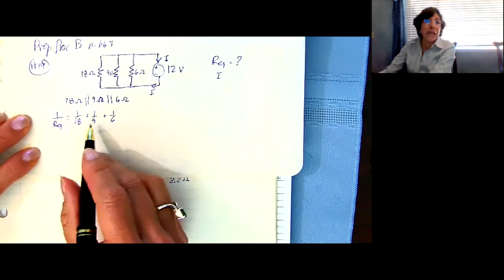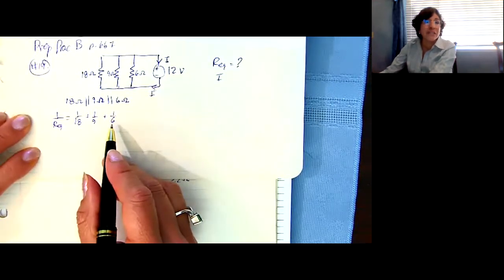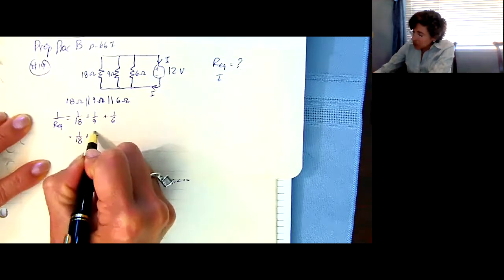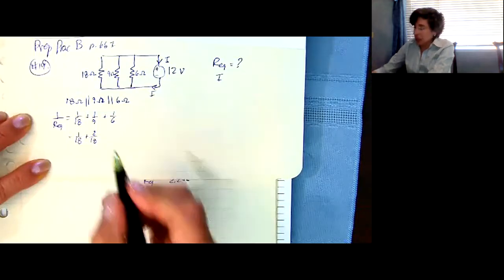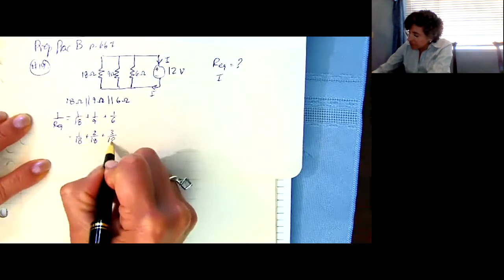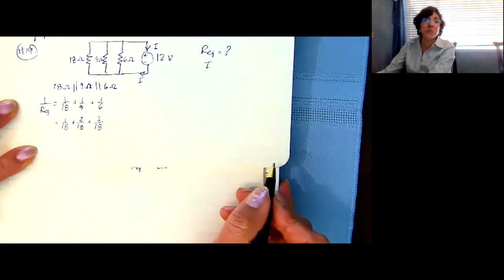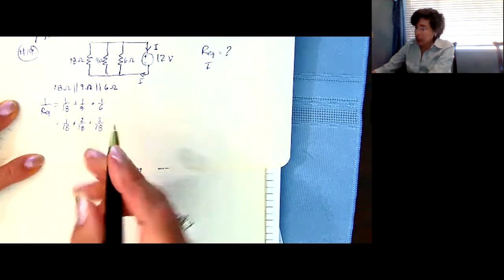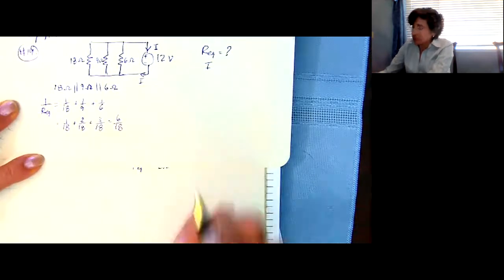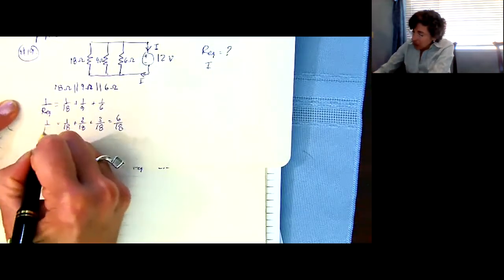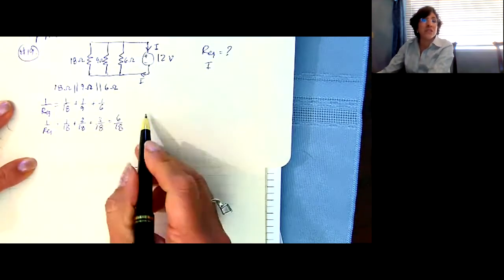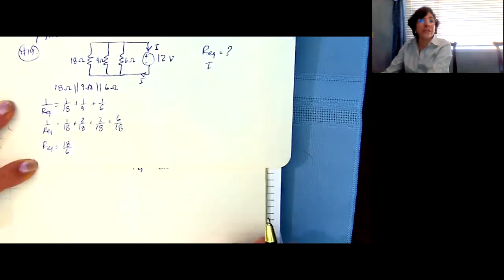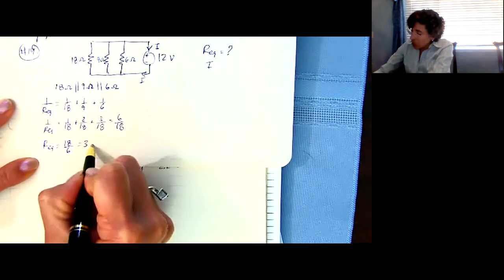Why? Because I know that they all have the same common denominator as 18, right? So let's see. This one is 1 over 18. This one is 2 over 18, which is 1/9. And this one would be 3 over 18, because 3 times 6 is 18. I always avoid my calculator because I trust my addition more. 1 plus 2 is 3. 3 plus 3 is 6. There's 6 over 18. All right, so 1 over the equivalent resistance is 6 over 18. So the equivalent resistance is 18 over 6, which is 3 ohms.